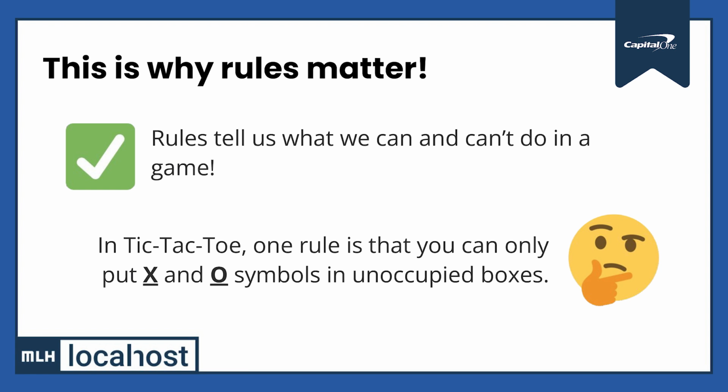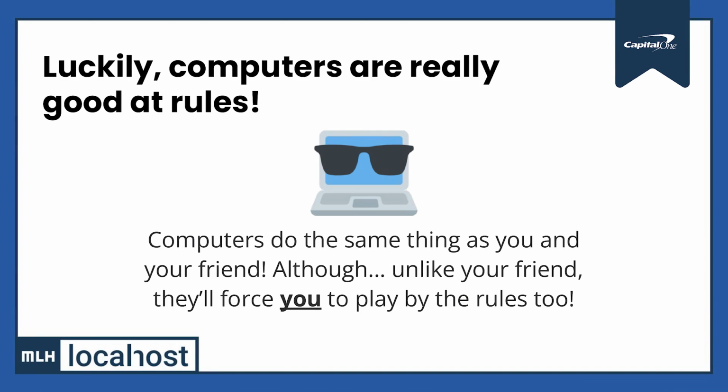And in tic-tac-toe, an example of a rule is that you can only put X and O symbols in unoccupied boxes. And think for a second, your friend would tell you to stop if you tried turning the board into a birthday cake, or if you erased an O and put an X. And another really important rule if you're playing tic-tac-toe in real life is you and your opponent decide when the game is over because someone's won. That's also a rule. But computers are really good at rules. Computers do the same thing as you and your friend. They say, hey, you've won. But unlike your friend, they'll force you to play by the rules too.